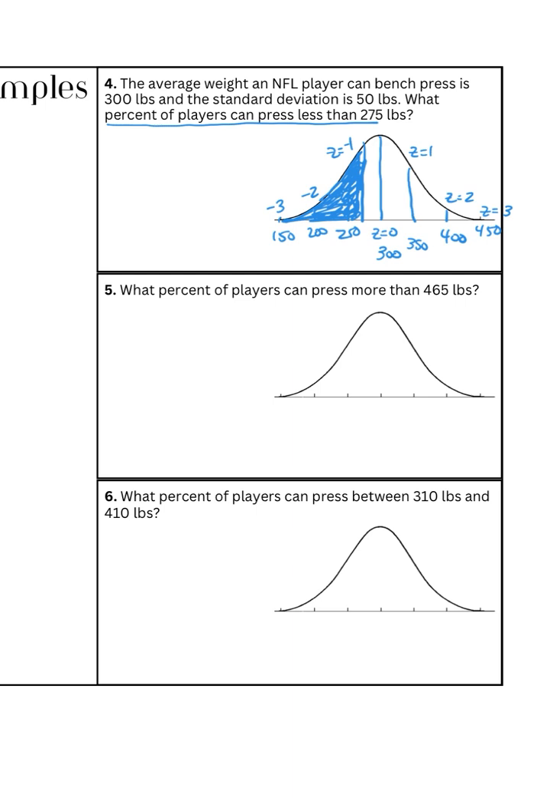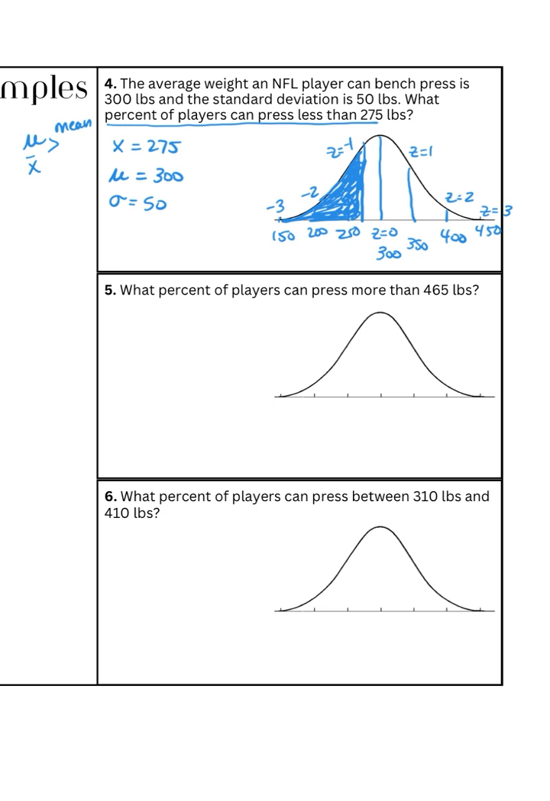So we're going to do a player can bench 275. We know that the mean, or the x bar, is 300. And we know that the standard deviation is 50. So I just realized I used two different symbols for mean. So this and this are both mean. That's the symbol. So you can use either one.